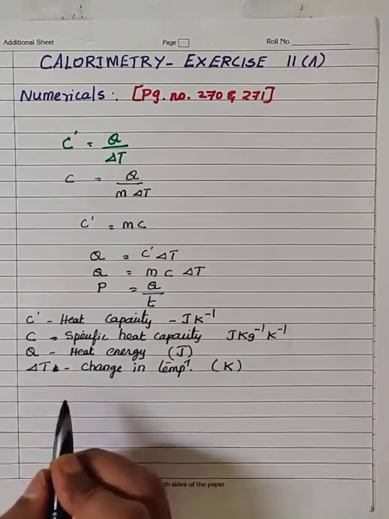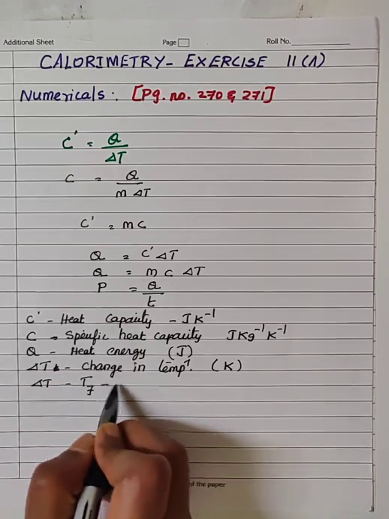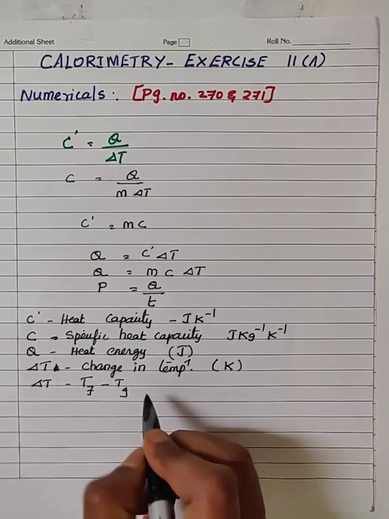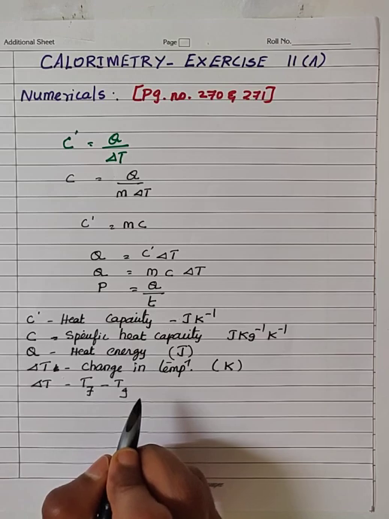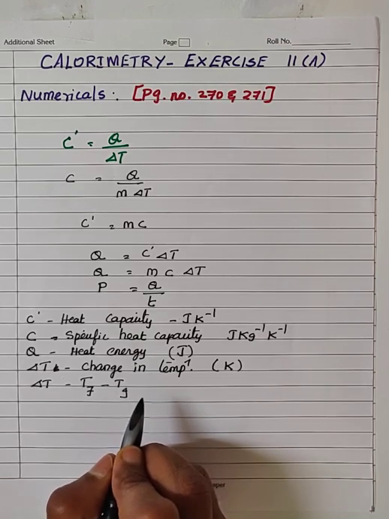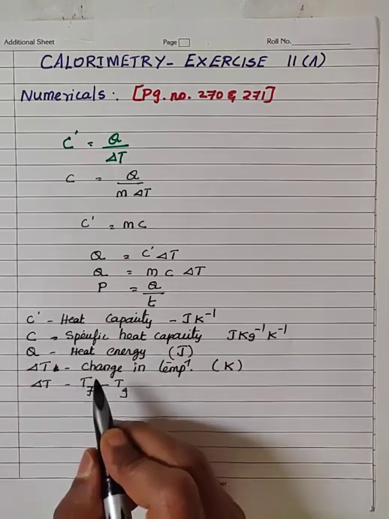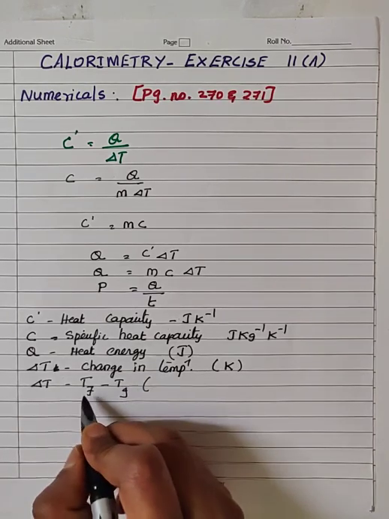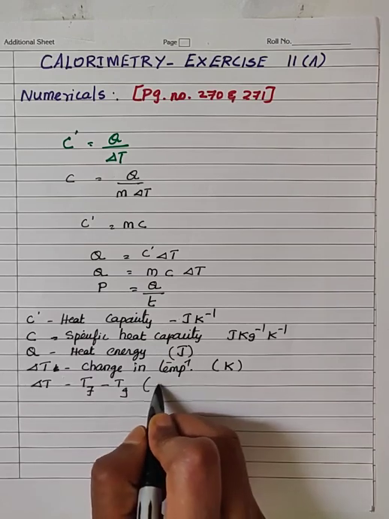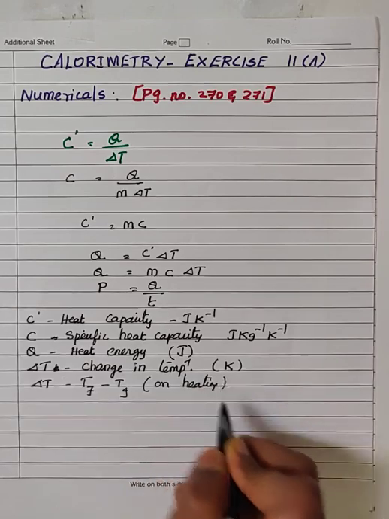Next one, delta T is equal to final temperature minus initial temperature when there is a rise in temperature. That is, delta T generally represents change in temperature. If you are heating the substance, the temperature of the substance will be increasing. So delta T will represent increase in temperature. In the case of increase in temperature, it is final temperature minus initial temperature, on heating the substance.